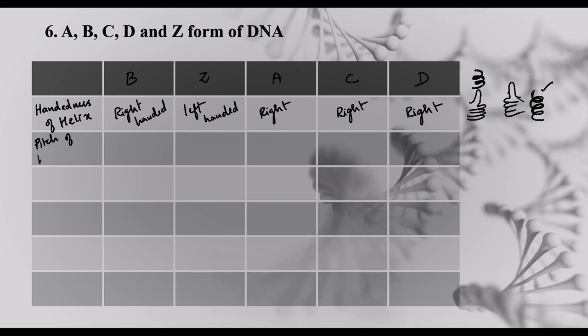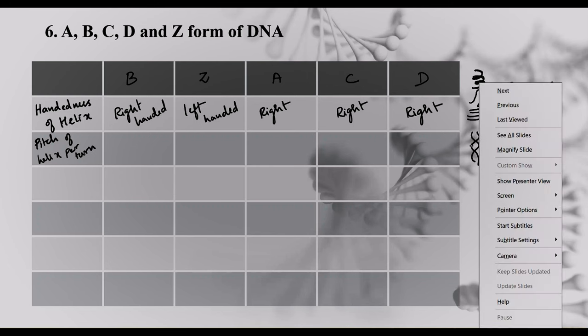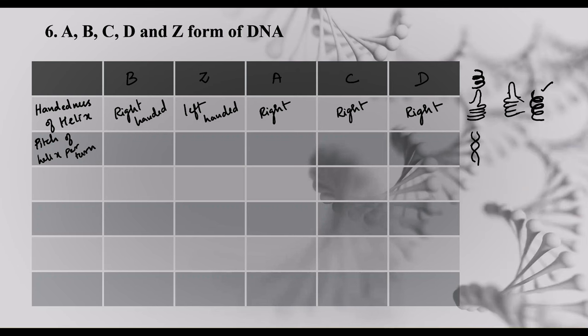So the next thing is pitch. Pitch of the helix per turn. So what is meant by pitch of the helix? We know the Watson and Crick model of DNA, right? Let me draw the DNA like this. Consider this is the DNA. Pitch of helix per turn means from here to here. This area will be different in other forms of DNA.